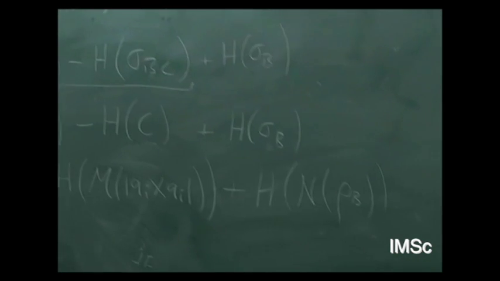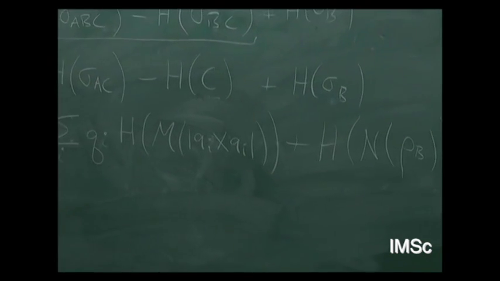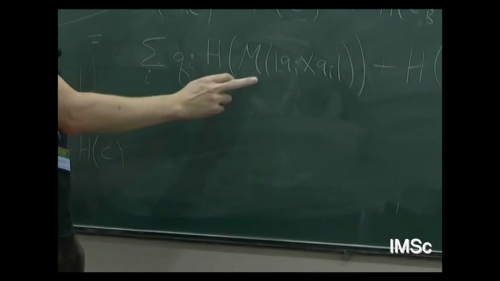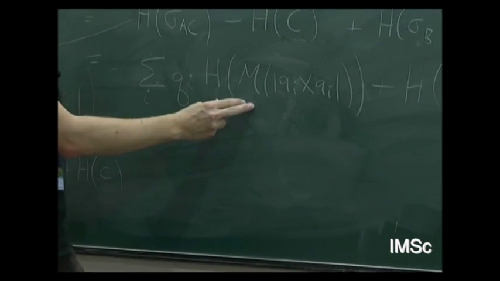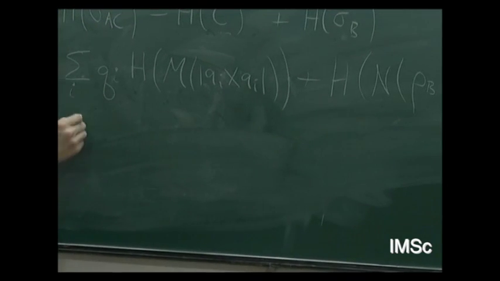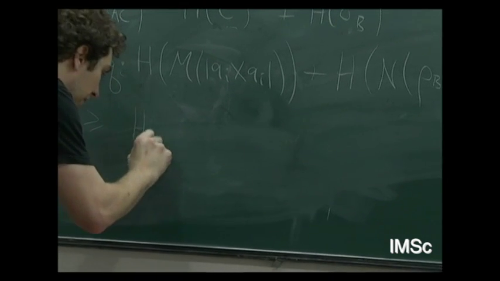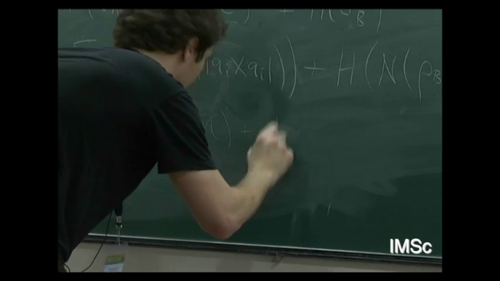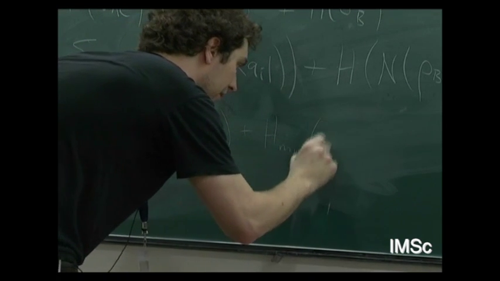But now you can see that this is just the average of a bunch of entropies of output states of M. This is also just an output state of N. So both of these are bigger than or equal to the minimum output entropy of M plus the minimum output entropy of N.